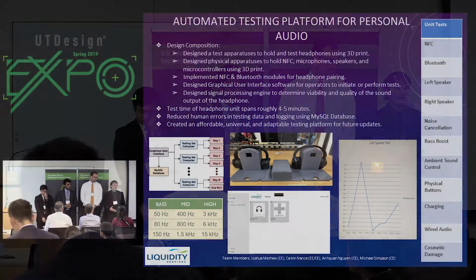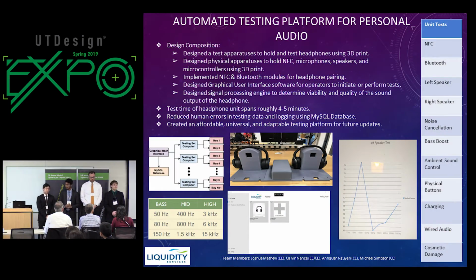We built a personal audio testing platform for Liquidity Services. They currently get returns from people returning their Bluetooth headphones, and they test them by hand to make sure that they work, and then they resell them in bulk. Currently, that process takes about 4 minutes per headphone. We made the testing platform run at 5 minutes per headphone, but in parallel with 8. So that saves about 66% in time over 8 headphones. And here's Michael with our hardware parts.